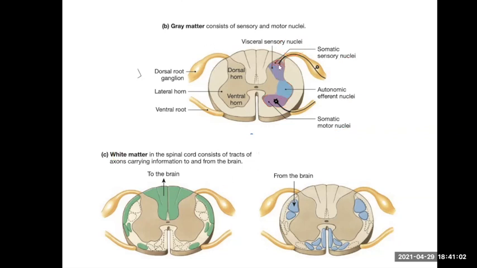All right, gray matter, white matter: cell bodies and dendrites versus myelinated axons. It looks white because that fatty layer that's surrounding it is basically fat. That's why it looks white.